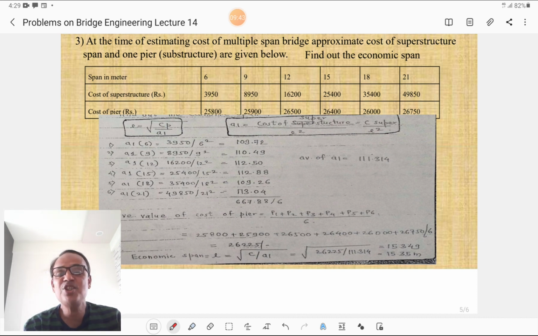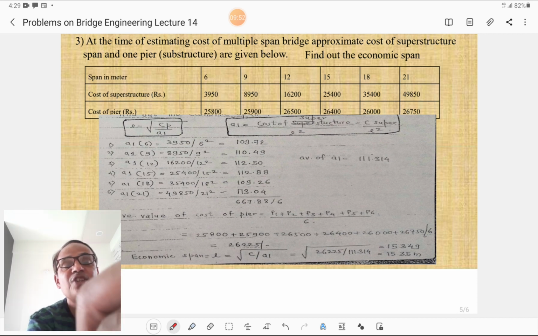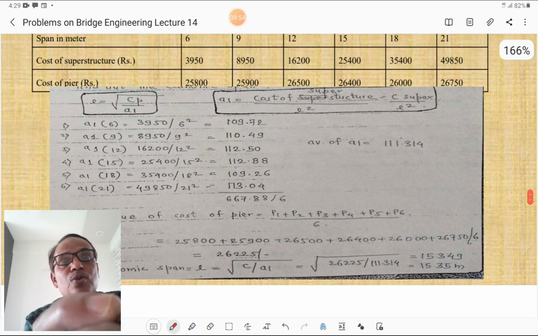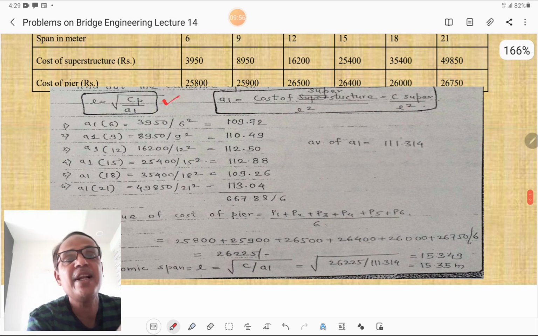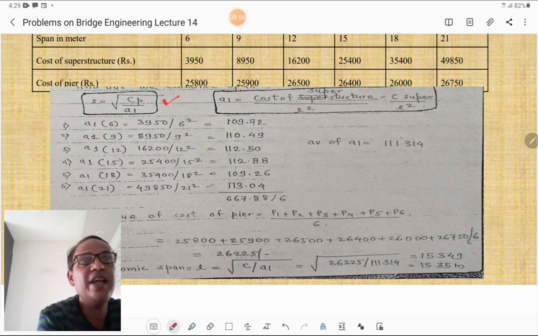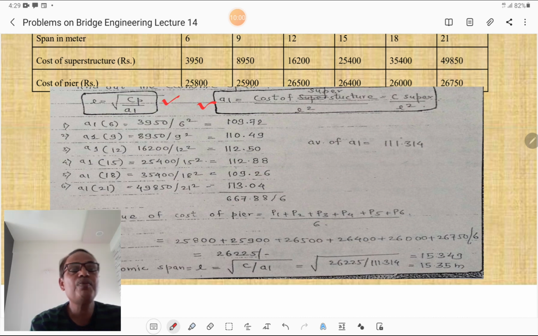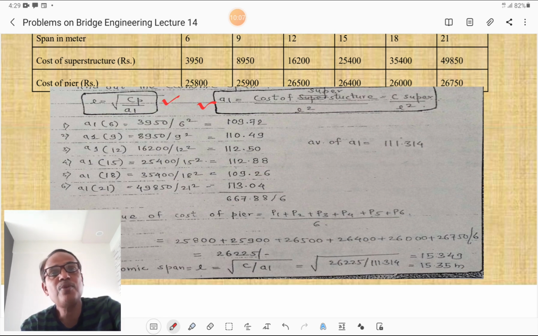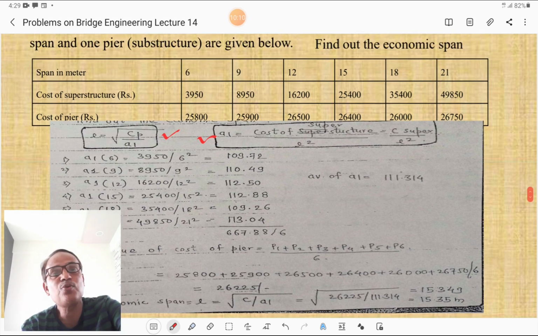So what is the economic span? The economic span is the span for which total cost is minimum. And we derived the formula in our earlier lectures also, that economic span, that is small l, is equal to under root of Cp divided by A1. And what is A1? A1 is the cost of superstructure divided by L square. For each case we can calculate the A1 because cost of superstructure is known for various spans. For 6 meter span, the cost of superstructure is 3950 rupees.